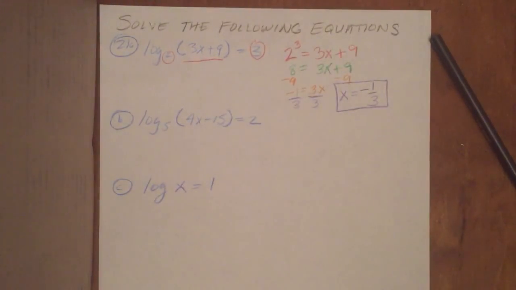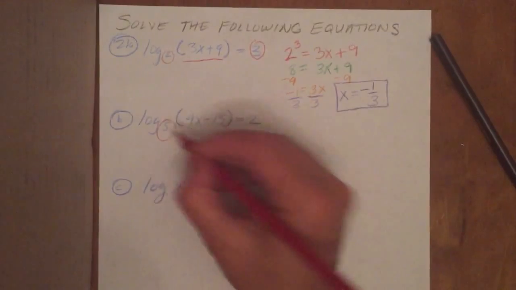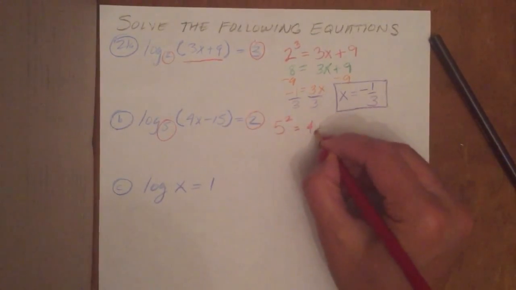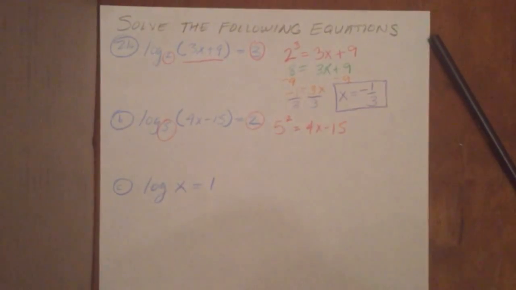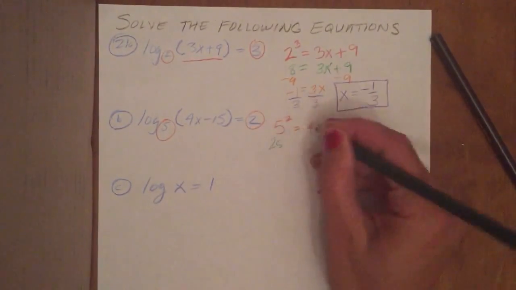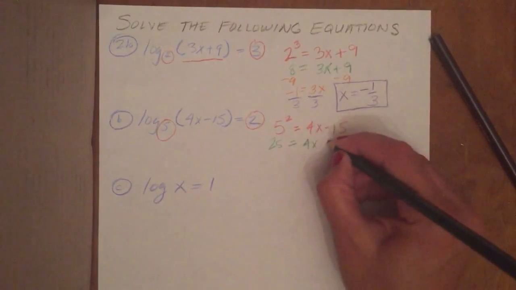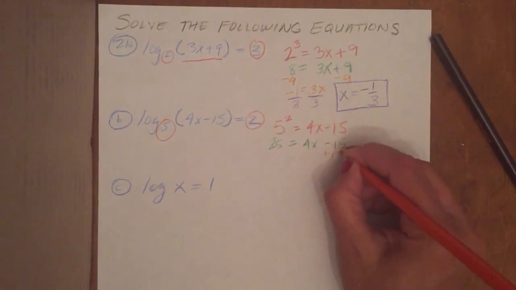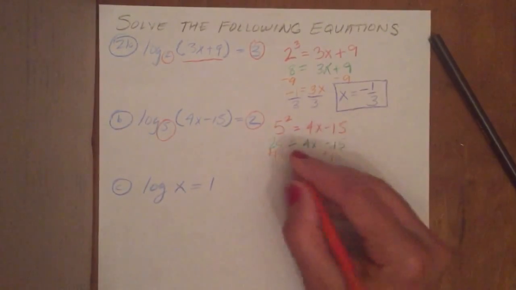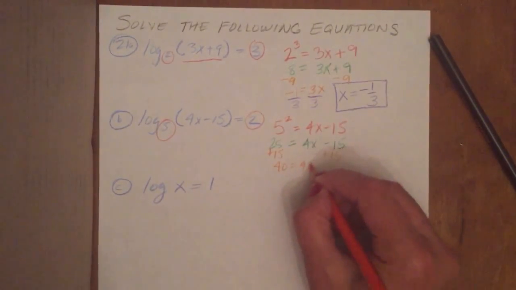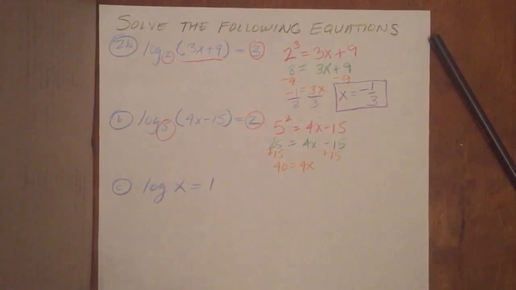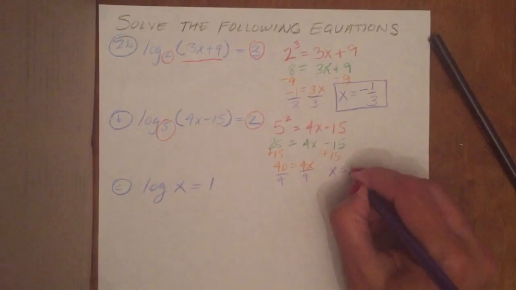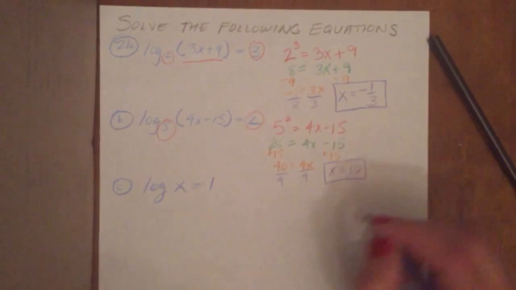So let's look at b. In b, my base is 5. So I have 5 squared equals 4x minus 15. 5 squared is 25. So I have 25 equals 4x minus 15. I'm going to add the 15 and move it over with the 25. So I'm going to get 40 equals 4x. And then for my last step, I'm going to divide both sides by 4. So x equals 10. That's the answer to b.